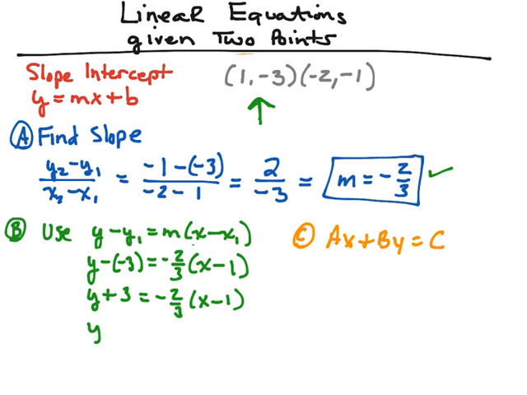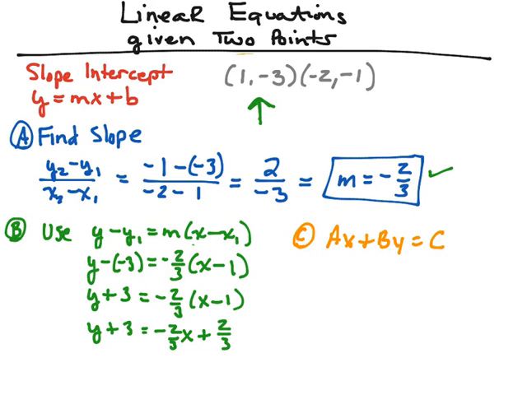Now what I'm going to do is use some distributive property. Negative 2/3 times x is a negative 2/3 x. Negative 2/3 times a negative 1 would make this a positive 2/3. Now I'm almost there. I've almost got y by itself. The last thing I'm going to have to do here is subtract 3. So we're going to do 2/3 minus the 3.